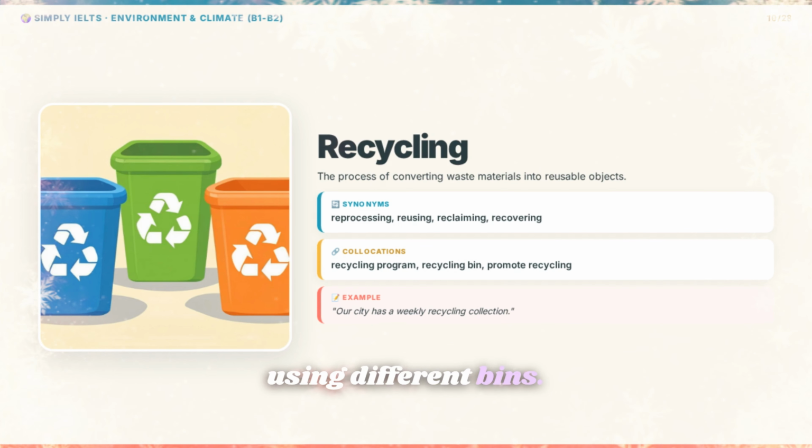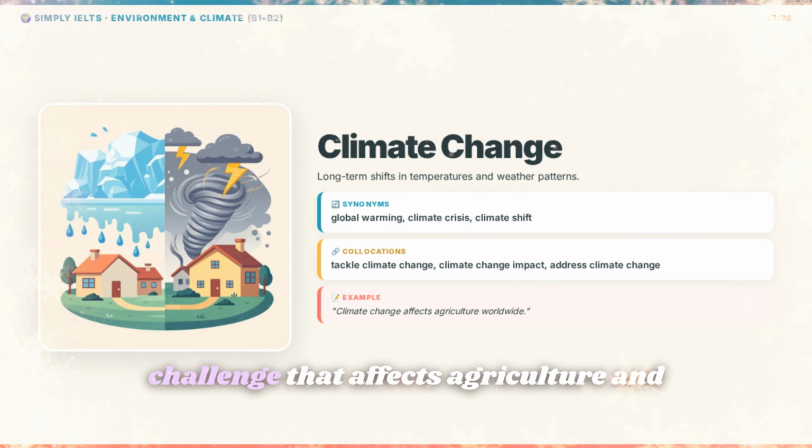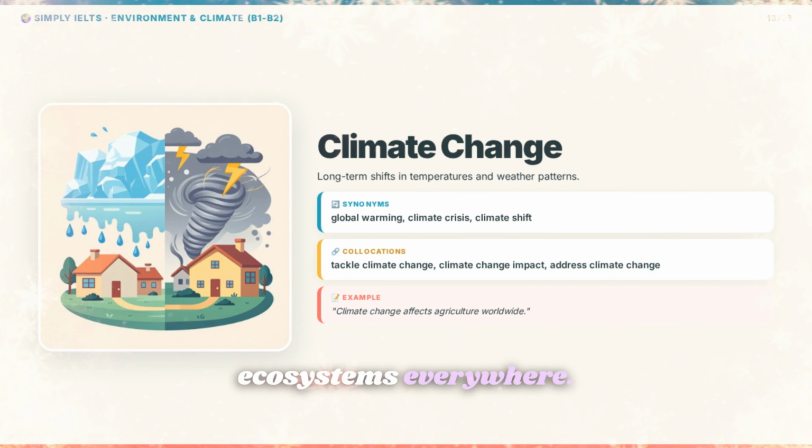Global warming describes the gradual increase in the Earth's average temperature. It is a critical issue that we must work to combat. Climate change refers to long-term shifts in temperatures and weather patterns. Addressing these changes is a global challenge that affects agriculture and ecosystems everywhere.